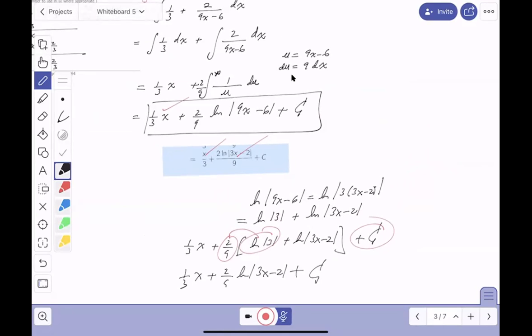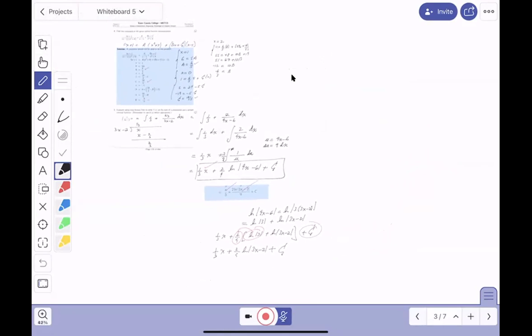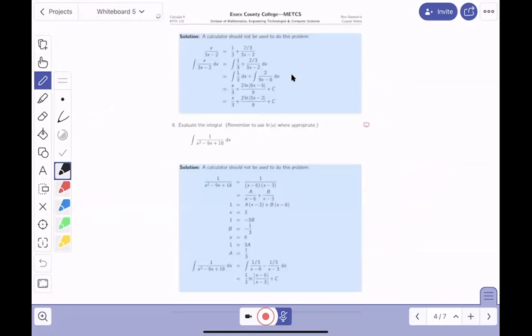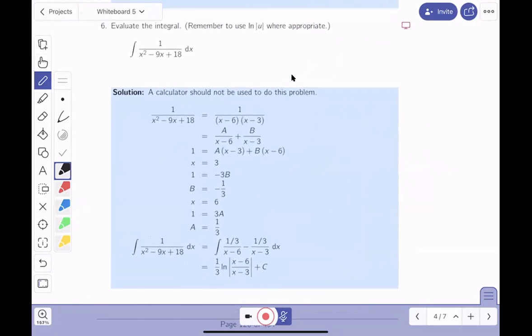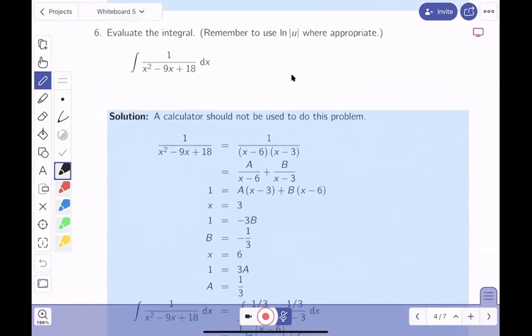All right. Let's go to the next page. Make sure I've done that right. Yep, I did that one. Go to the next page. And now I'm going to do this one over here. It says evaluate the integral. And again, it's telling me to remember something. I don't think I need to be reminded that too often.